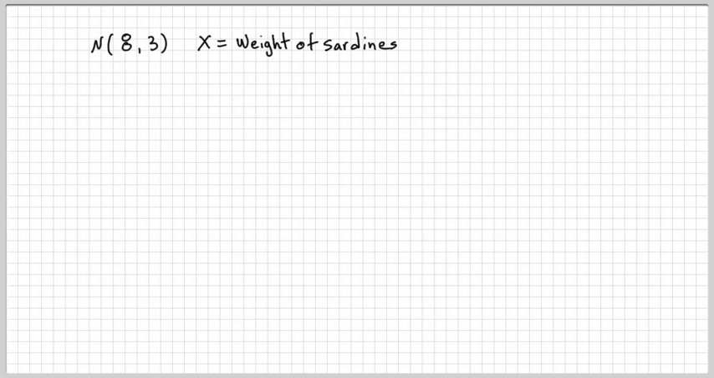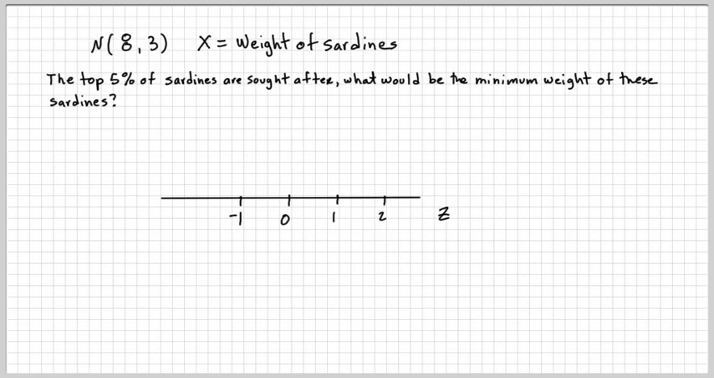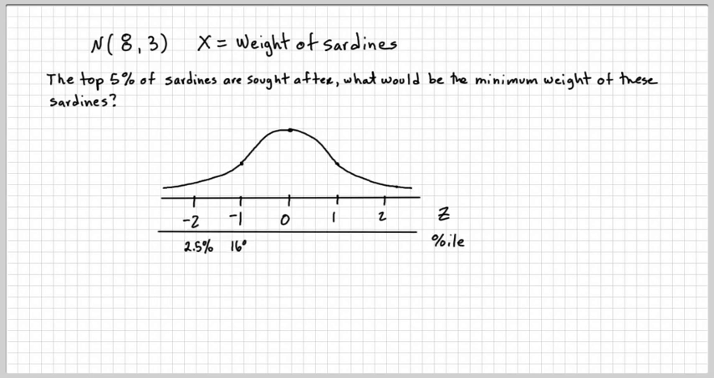Let's try another one. Let's say you're looking at the weights of sardines. The top 5% of sardines are after what would be the minimum weight of these sardines, right? The top 5% of these sardines, because I guess they're bigger and have more oils or something. The thing is, what's the minimum weight? They could be very large in weight, but what is the minimum weight that is considered one of these sought-after sardines? Top 5% means that it's going to be shaded from the right.